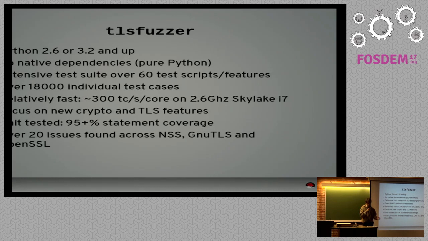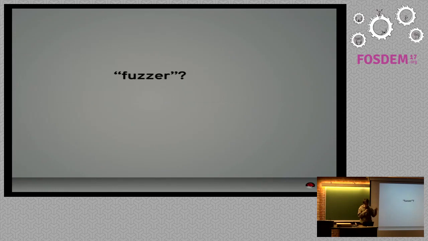It's also relatively fast. On localhost, I'm able to test something like 300 test cases per second per core. It focuses on the new crypto and TLS features. We're using it internally at Red Hat for testing new features that are being introduced to TLS libraries. So this is the primary focus for the development. It's also unit tested. Currently, we have over 95% statement coverage, and it allowed us to find something like 20 issues in OpenSSL, GnuTLS, NSS, including one CVE.